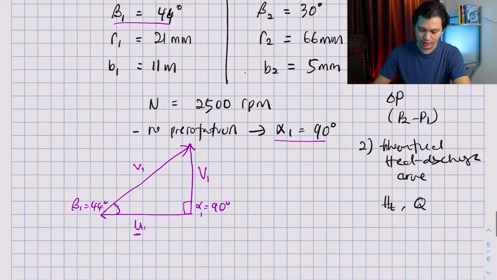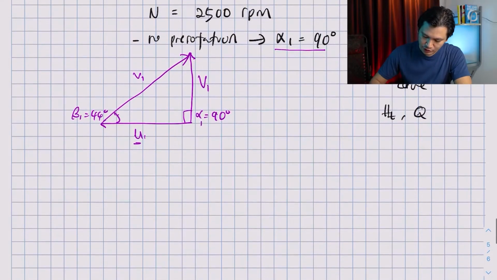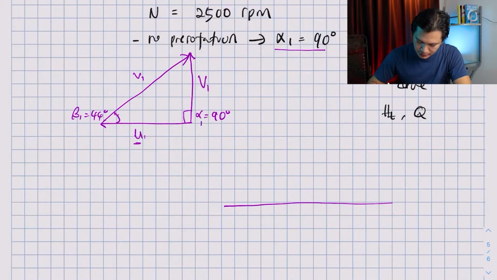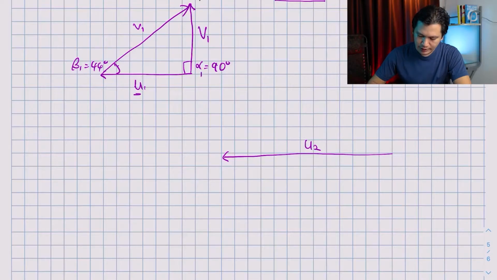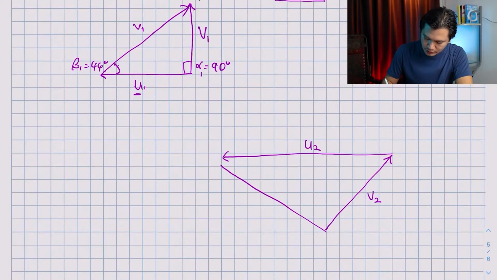For exit, what you have is quite similar still. Three components. You have U2, so U is still heading to the left, if we are assuming that this wheel or this impeller is rotating clockwise. This is your U2. Next you have the relative velocity at exit, this is the small v2. And then you have the absolute velocity at exit, which is the capital V2.